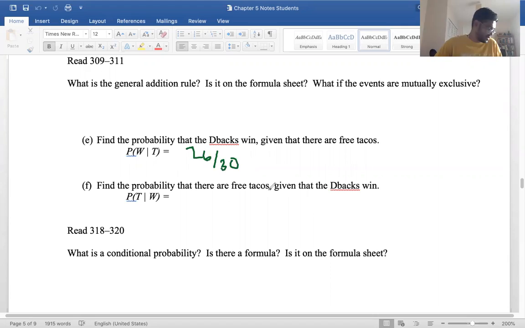If you do it the other way, you say, given that we won, so here this becomes your denominator. I'm going to label that with a D. It says given that we won, so we're looking at the win row. Out of the 41 games that we won, how many times did we give away free tacos? That is 26.